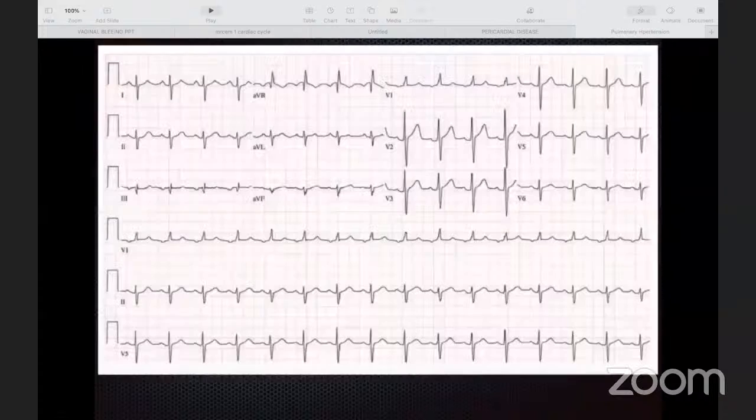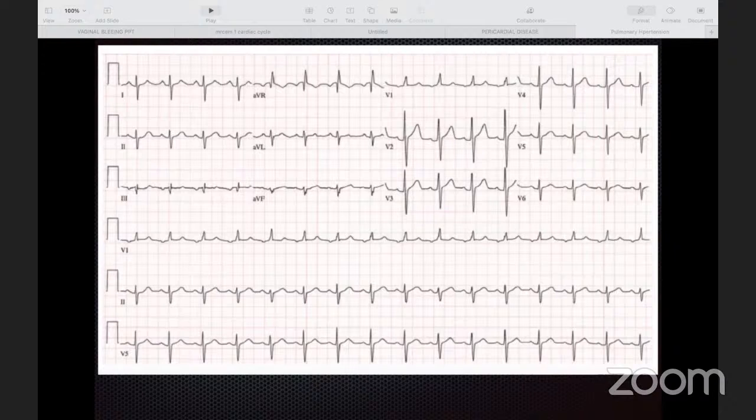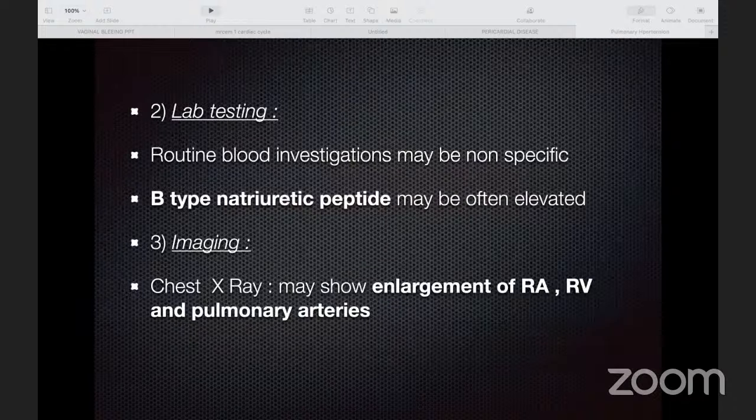So you can see an ECG, and I've said earlier the different findings we can see in this ECG, such as the qR complex in V1, the R/S ratio will be more than 1 in V1, and the R/S ratio will be less than 1 in V5, V6. But I've said the most common finding in ECG will be right axis deviation. So that's what we can see in the ECG.